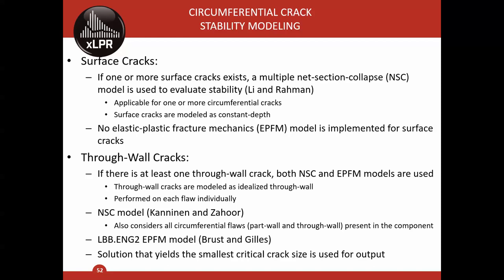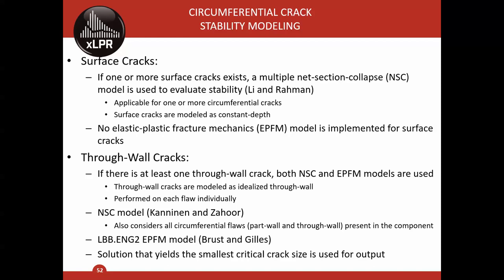Now, if any through-wall cracks exist, they are also individually evaluated for stability using both net section collapse and EPFM models, also subject to combined tension and bending loading. After evaluating stability using both models, the solution that yields the smallest critical crack size is then used for the output from the crack stability module.